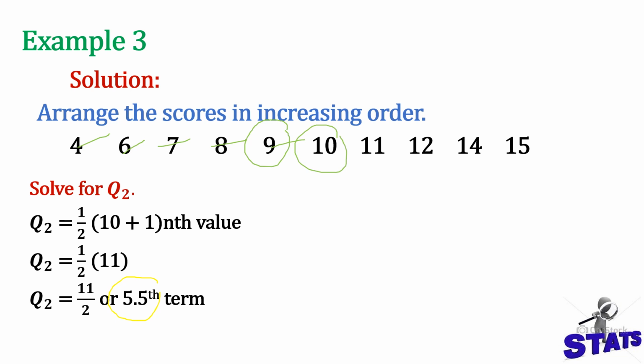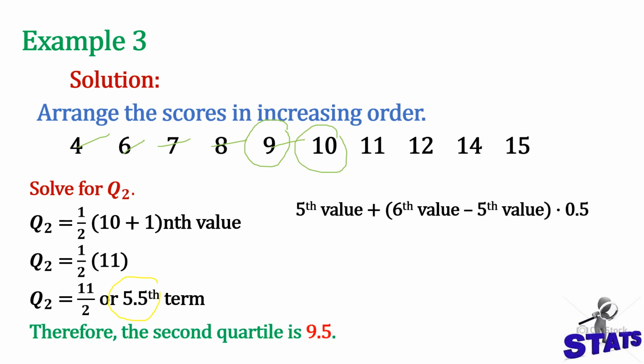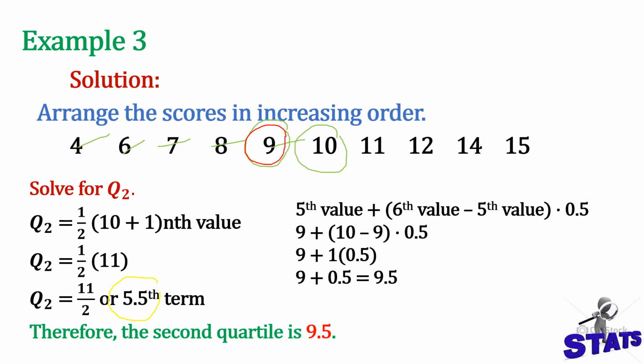So, para makuha yung exact, mag-interpolate lang po tayo. 10 minus 9 is 1. Then, yung 1 na sagot ay i-multiply natin sa decimal, which is 0.5 pa rin. Plus yung ating lower part, lower score, that is 9. Then, the final answer is 9.5.